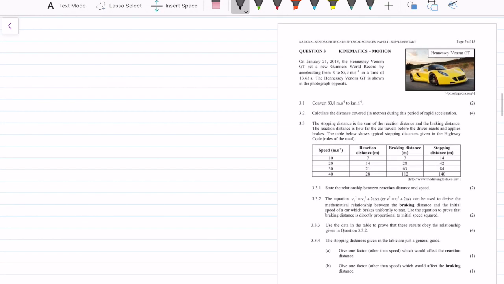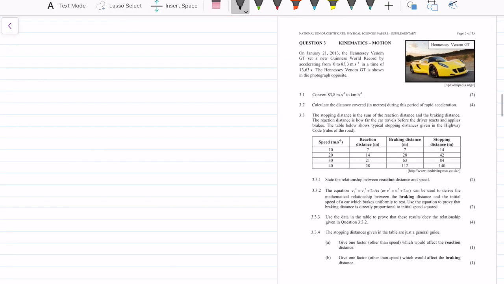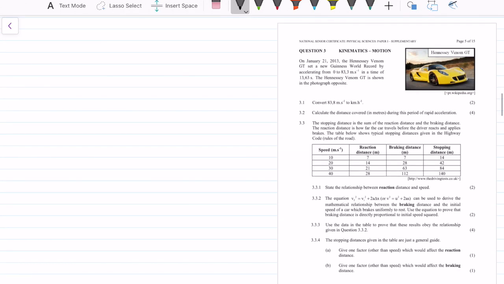So let's get into this question then. Essentially the question says that this vehicle is able to accelerate from 0 to 83.3 meters per second in a time of 13.63 seconds. Then there's a nice picture of the car. Then we can get into our first question. Let's start with question 3.1.